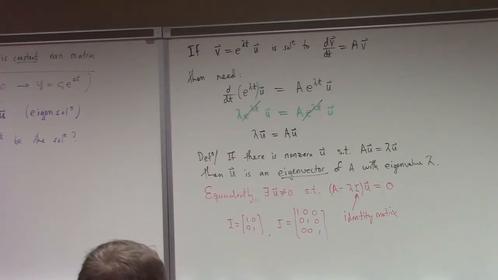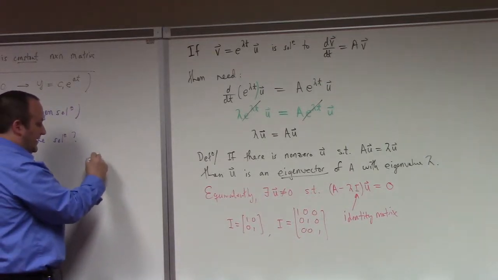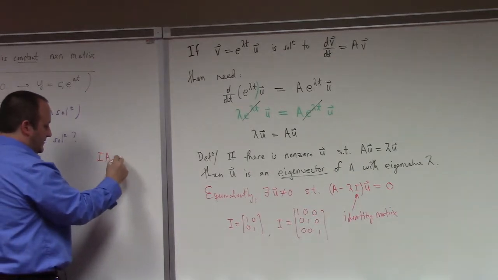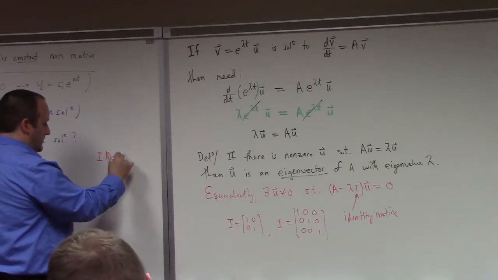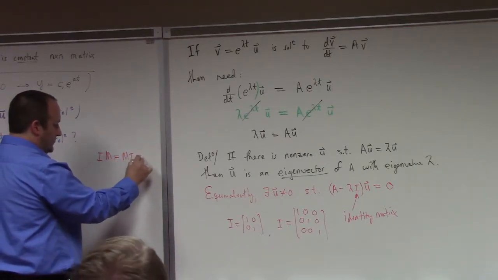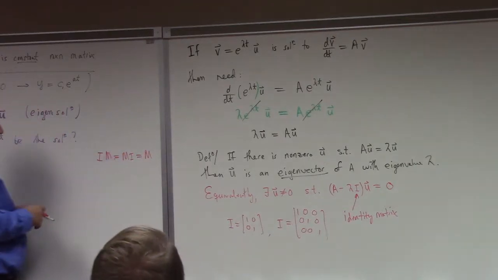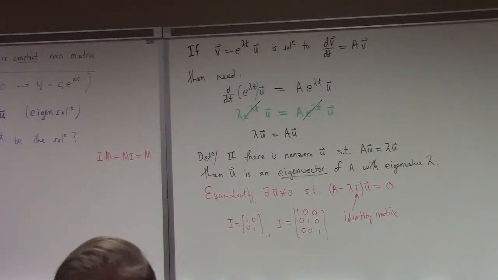And the identity matrix is special. It has the following property: I times M is equal to M times I. It's equal to M again. You multiply any matrix by the identity matrix of the appropriate size, you just get back the matrix again. The identity matrix behaves like the number 1 for matrix multiplication, right?